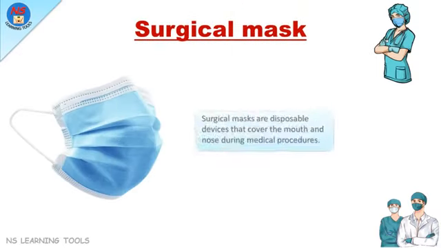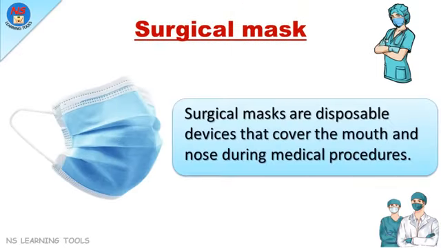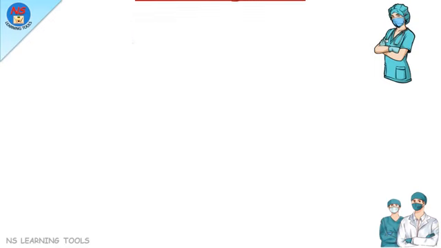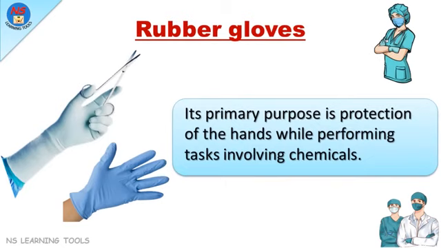Surgical mask. Surgical masks are disposable devices that cover the mouth and nose during medical procedures. Rubber gloves. Its primary purpose is protection of the hands while performing tasks involving chemicals.